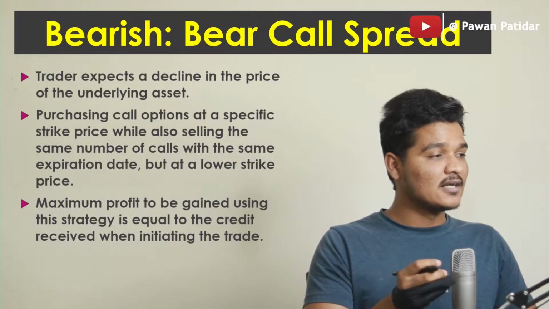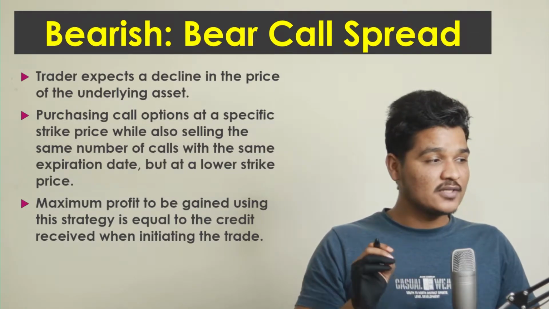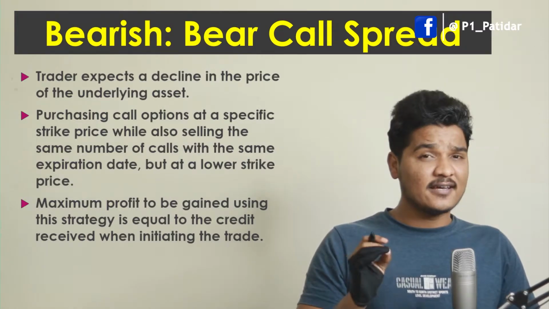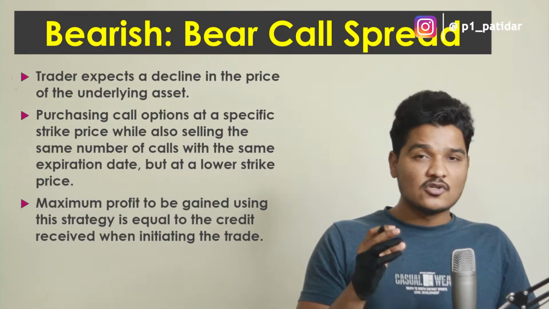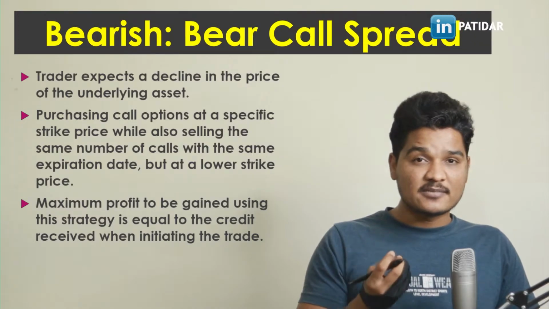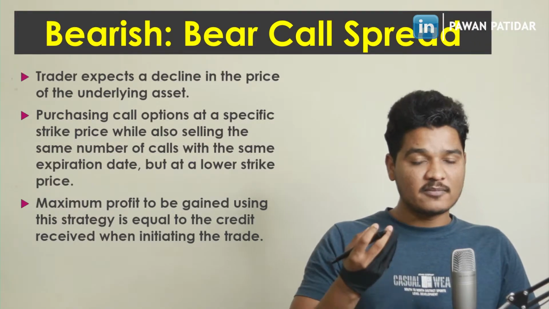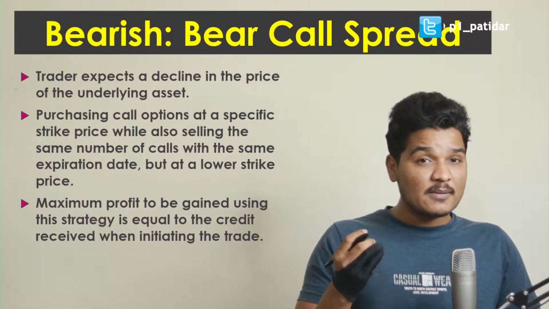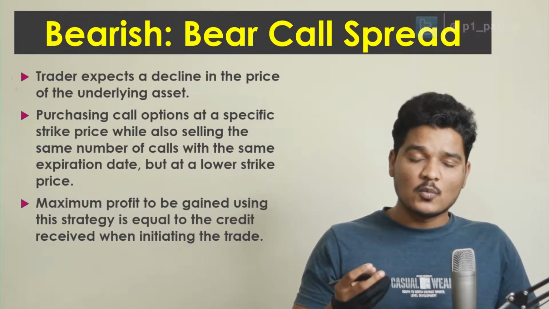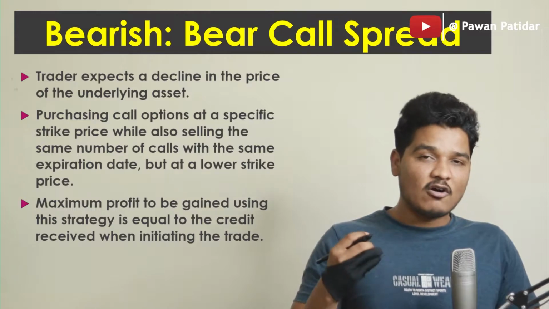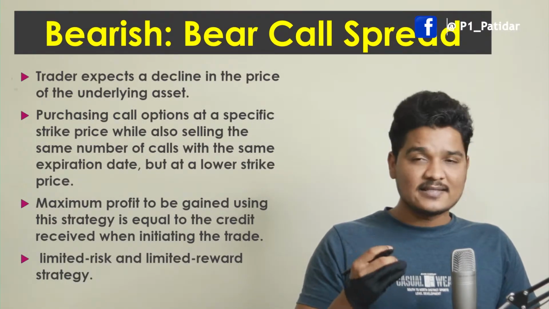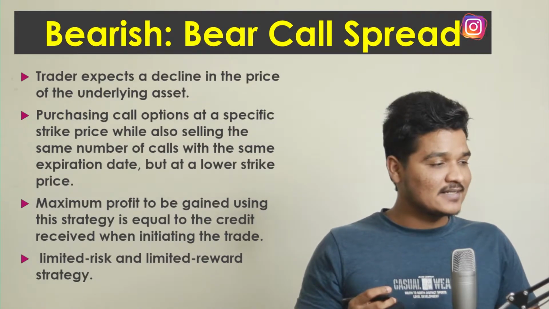Now if you see here, the maximum profit to be gained using this strategy is equal to the credit. In this strategy you are selling at the money call options. By selling those options you are getting some credit into your account, meaning upfront money. That amount will be your maximum profit, and the maximum loss is almost the same. So it is a limited risk and limited reward strategy.